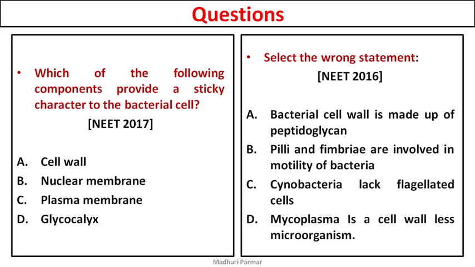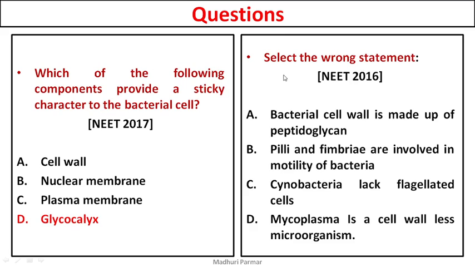Next question. Which of the following component provides a sticky character to the bacterial cell? What provides this stickiness to the bacterial cell? Cell wall, nuclear membrane, plasma membrane, or glycocalyx? The answer is glycocalyx, specifically the slime layer, the slime layer type of glycocalyx.